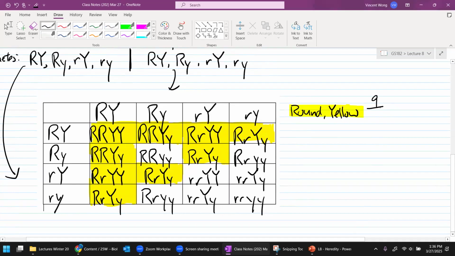Anyway, this is 9 out of what? 16. Before I move on, I just want to check. Everybody understand why 9 out of 16? Okay. How about this one? What's this? Round and green. Can we find all the round and green?